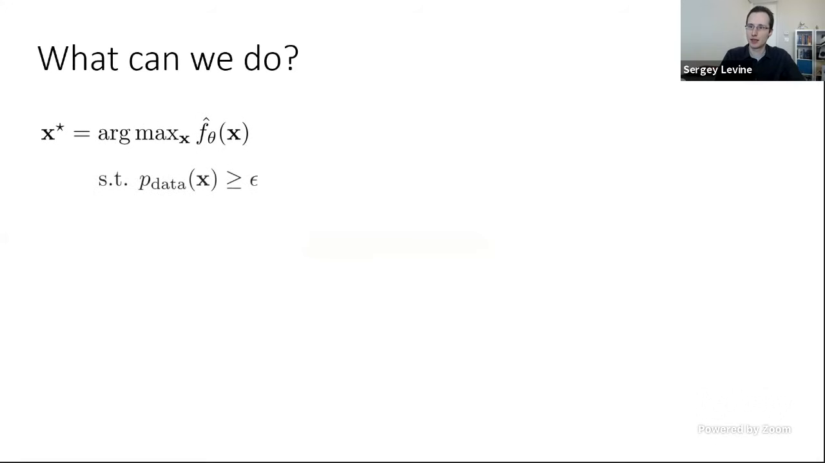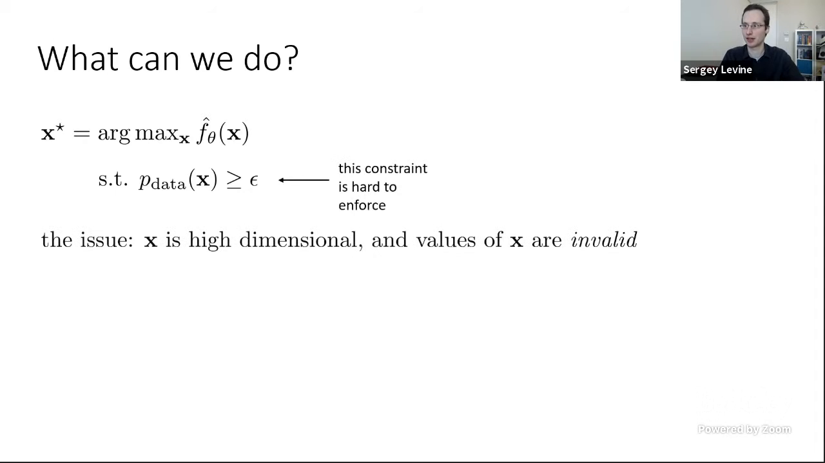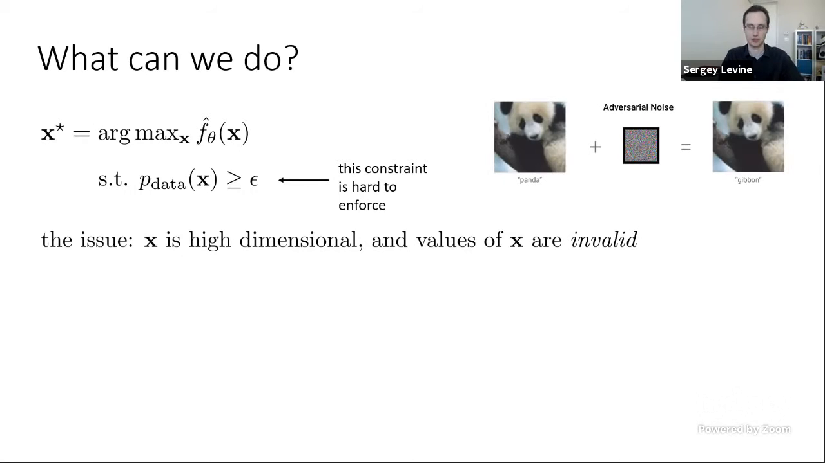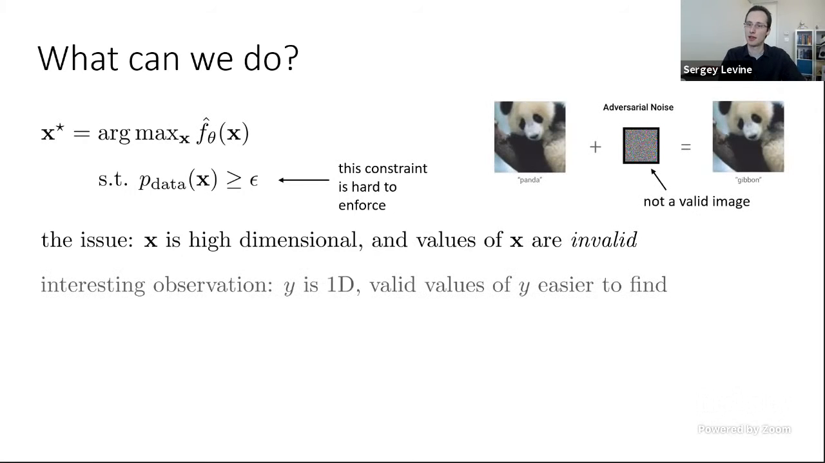So what can we do? Well, we would like to maximize f hat theta of x subject to a constraint that our x's are in distribution, but this is hard because x's are very high dimensional, and it's easy to find invalid x's that will fool our density, right? It's easy to find these adversarial examples. But here's an interesting observation. Our output y is one-dimensional. So finding valid values of y is very easy. If you have a one-dimensional variable, you can just discretize it and just see where you have higher density, and that's very easy. You can't fool that because it's so low dimensional.